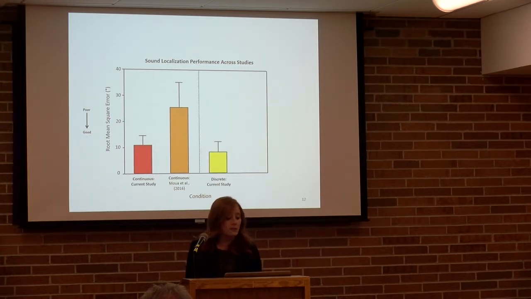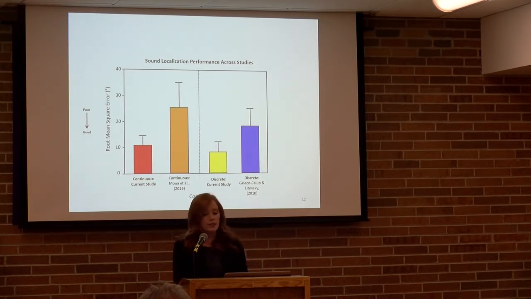And then similarly, comparing our results in the discrete condition to those in the Greco-Caleb and Litovsky study from 2010, the average RMS error in the Greco-Caleb and Litovsky study was higher, or poorer, than that seen in our study in the same condition. So one thing to note about this difference is that the normal hearing children in the Greco-Caleb and Litovsky study were all 5 years old, whereas we had a range from 5 to 10 years old.